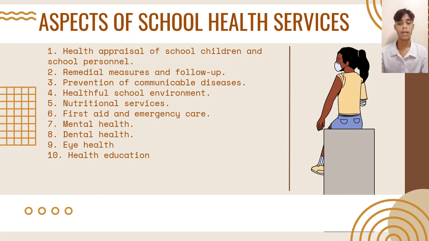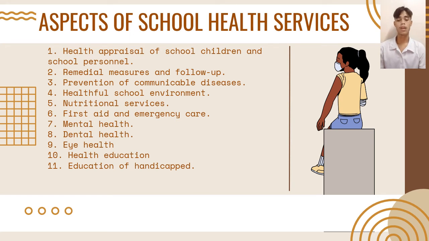Next is the health education. The most important element of the school health program is health education. The goals of health education are to bring about desirable changes in health knowledge, attitude, and practice, and not merely to teach the children a set of rules of hygiene. Health education in school should cover the following areas: personal hygiene, environmental hygiene, and family life.